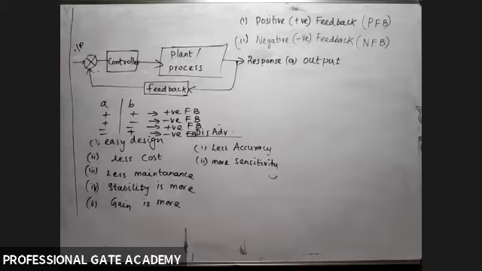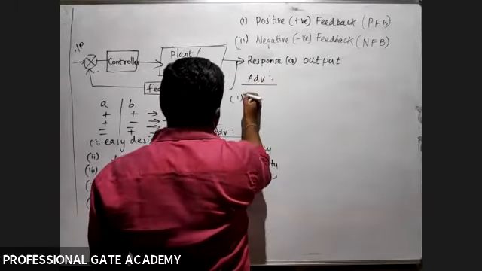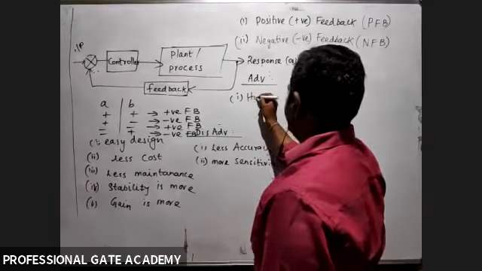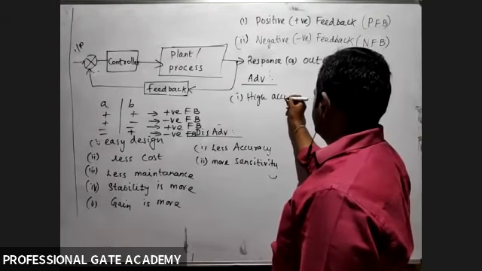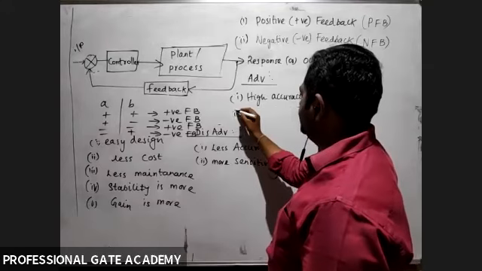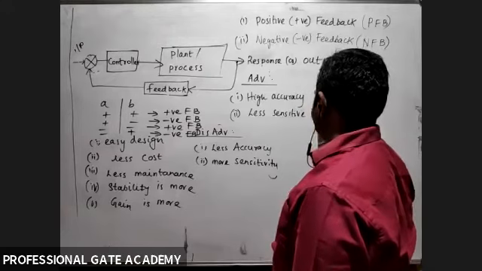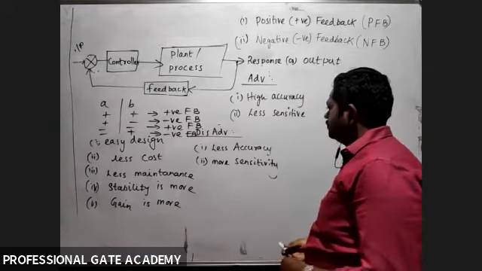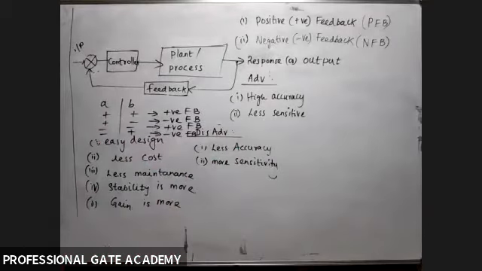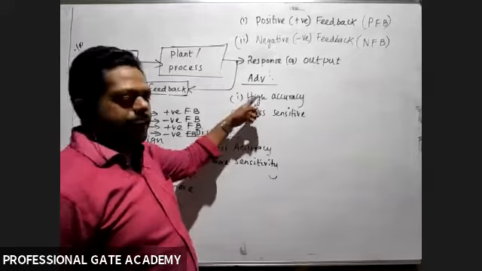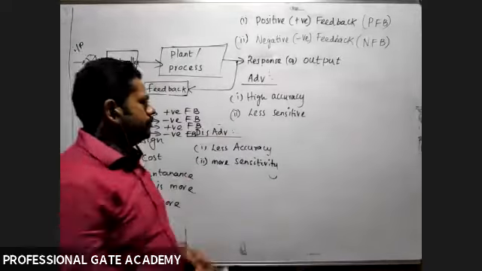Understand? Now what are the advantages of a closed loop system? Yes, high accuracy, because of the feedback comparison the error is reduced, so high accuracy. Second, less sensitive. These are the two main advantages of a closed loop system. So error is less, so high accuracy and less sensitivity.